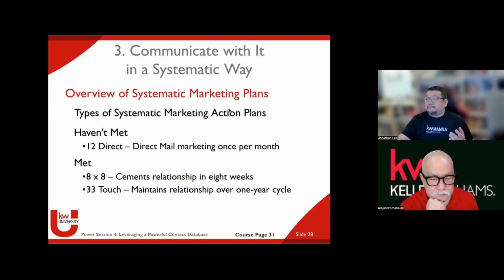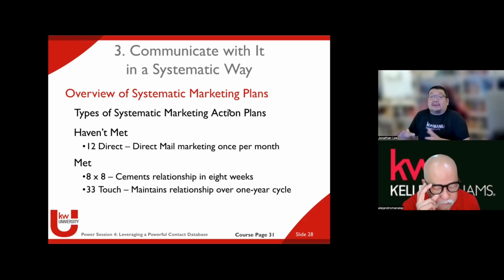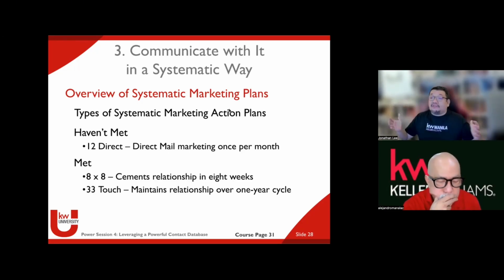Send them the link to your website, the link to your system, the link to your property, the top 10 sales. Every week, every month, send them something for people they have not met. For those who have met, build relationships in 8 weeks: send them 8 good value propositions in 8 weeks. And then in 33 touches, maintain the relationship over a one-year cycle.